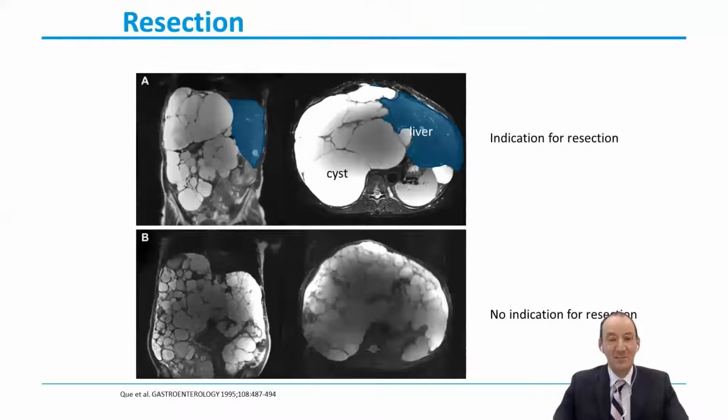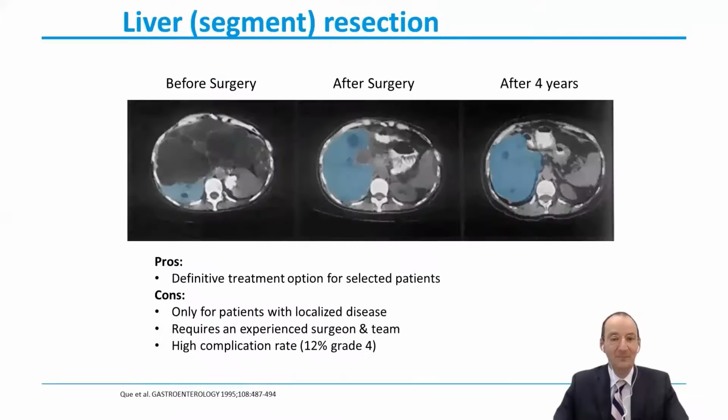Resection. As you can see in panel A, where you have a normal left lobe of the liver with a polycystic changed right lobe of the liver, those types of patients are ideal candidates suited for resection, in contrast to the patients whose CT is displayed in panel B, the lower panel. And here you can see the effects of surgical segment resection prior to and after surgery.